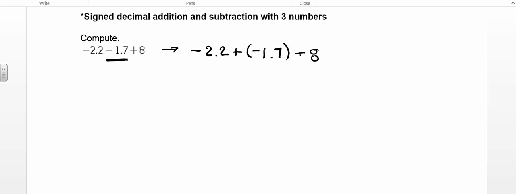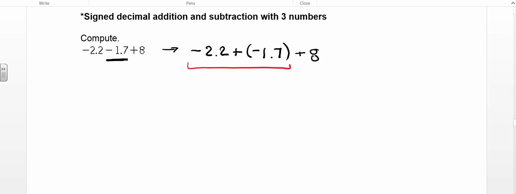So now you can see I have three numbers that I'm adding. I have negative 2.2 plus a negative 1.7 plus 8. Okay, so let's see. The first thing I'm going to do is work with this part. Just like using my order of operations, I go from left to right, and it's all addition now.